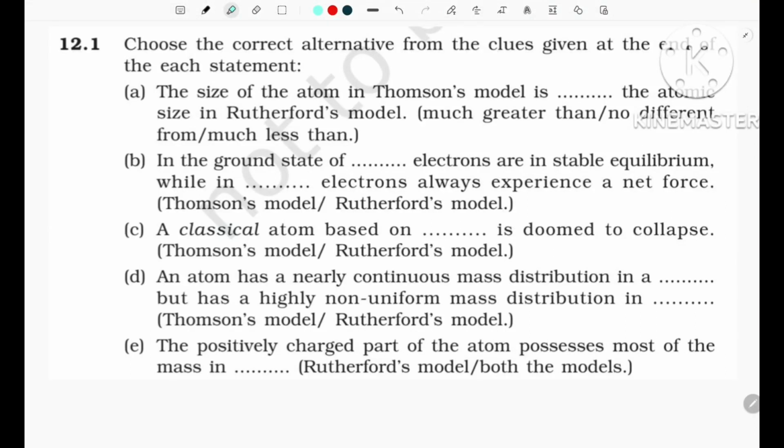Let us solve questions from atoms. So the first question is that choose the correct alternative from the clues given at the end of each statement. Okay, so we'll read the statements and we'll select the correct alternative.